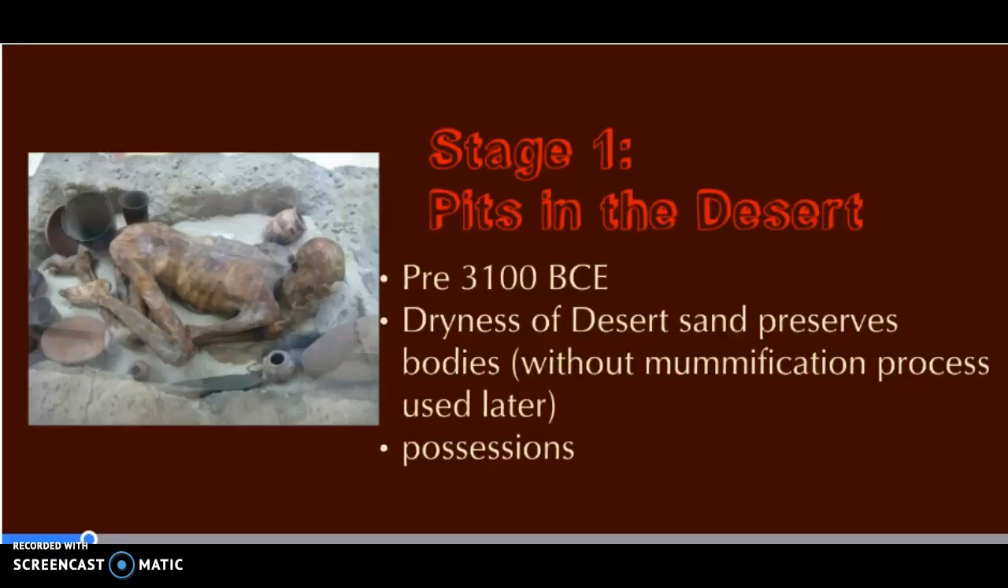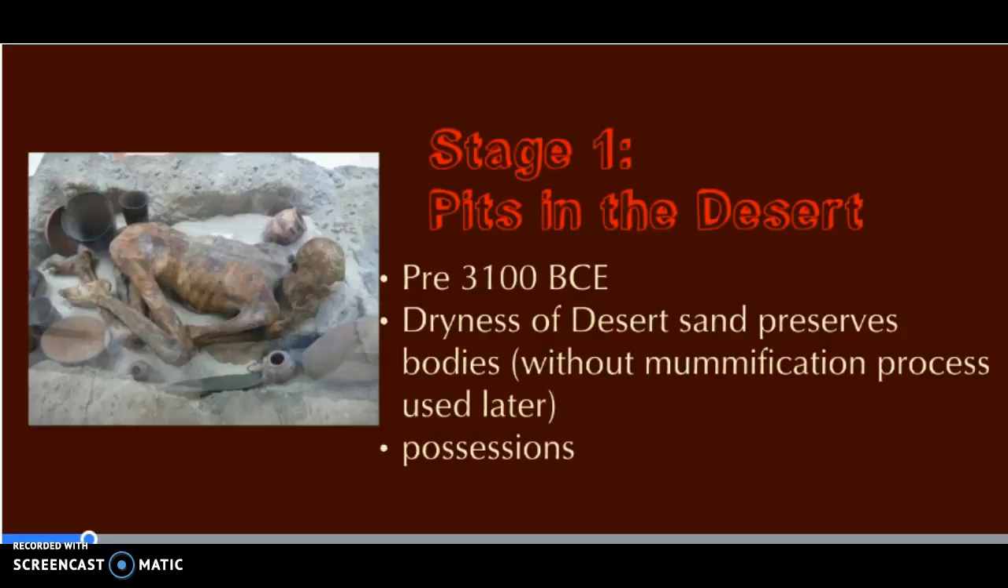So stage one of pyramid evolution actually has nothing to do with pyramids whatsoever. It's simply pits in the desert. And this is before 3100 BCE, where you start to have bodies being buried in simple pits in the desert with objects. So obviously it shows us that possessions were important to them. So there was some idea perhaps of an afterlife and something to do with later things that we'll see in ancient Egypt, certainly. But another really crucial thing is that this shows ancient Egyptian people that the dryness of the desert sand actually can preserve bodies.